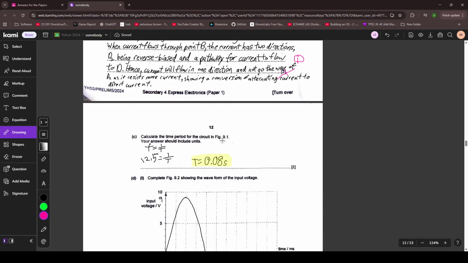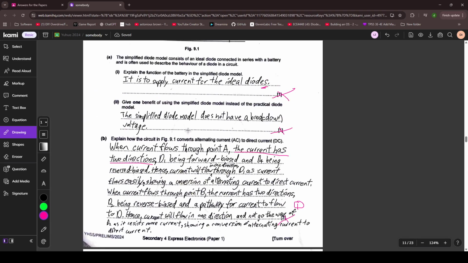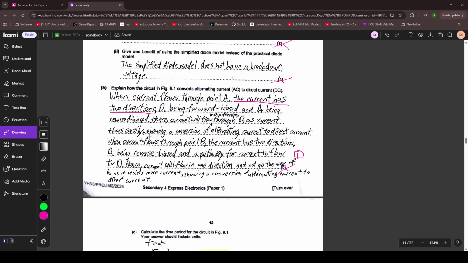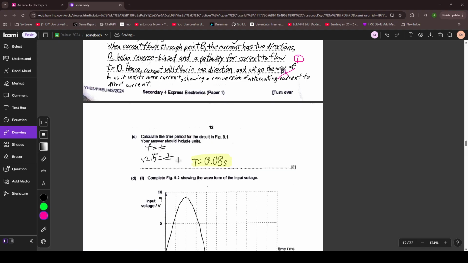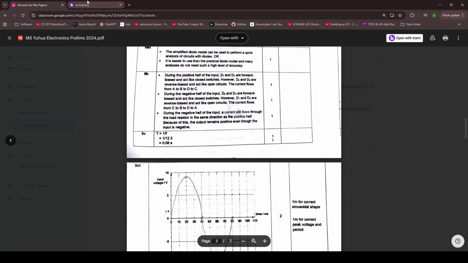Calculate the time period for the circuit in 9.1. So frequency is 12.5 hertz, and then we can just use this equation. Yeah, so it's plugging the values, and you got it. Nice.